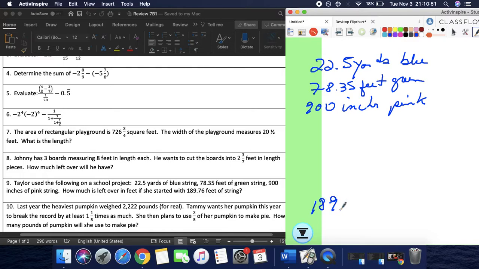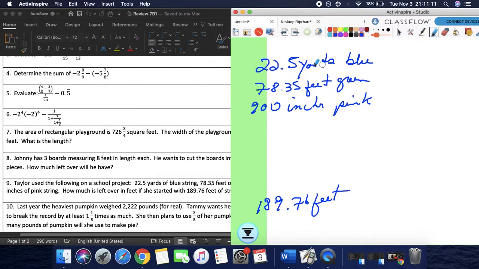She started with 189.76 feet of string. So if that's what I started with, I have to subtract 22.5 yards, minus 78.35 feet, and minus 900 inches, right? The problem in this question is that except for the middle one, which is in feet, the other two are in yards and inches. So you have to make a little conversion.